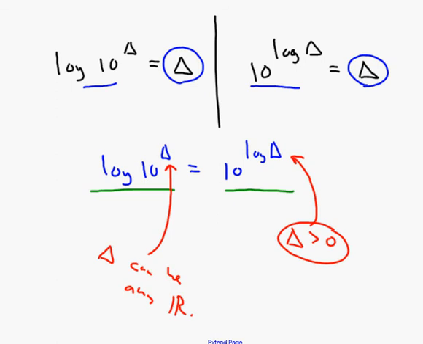Okay? So that's the difference between these things. So yeah, they're equal, but only when triangle is greater than 0. Because when triangle is greater than 0, both of them have an answer. But the thing on the right would not have an answer when triangle was equal to 0 or less than 0.